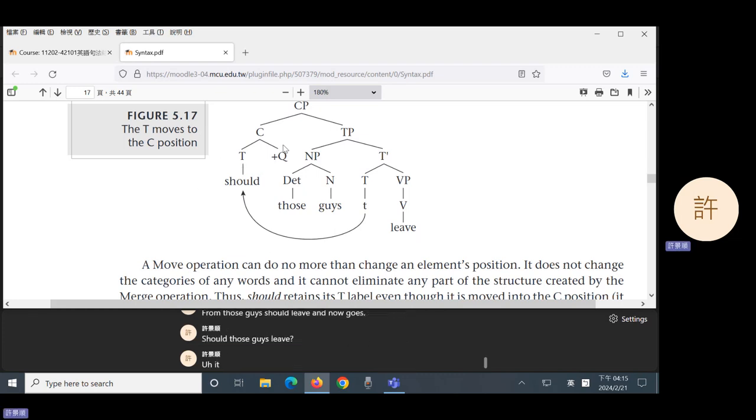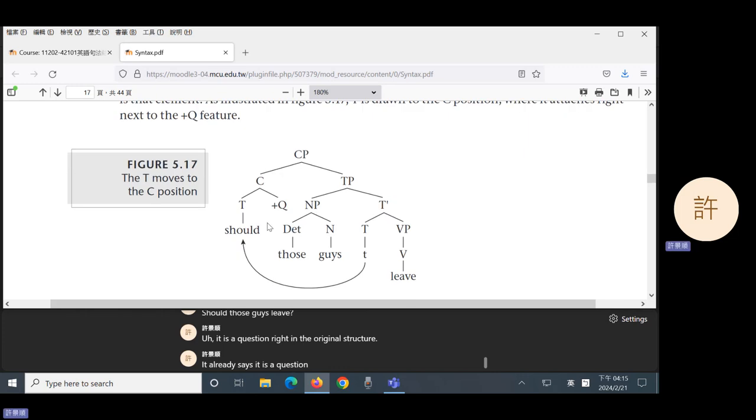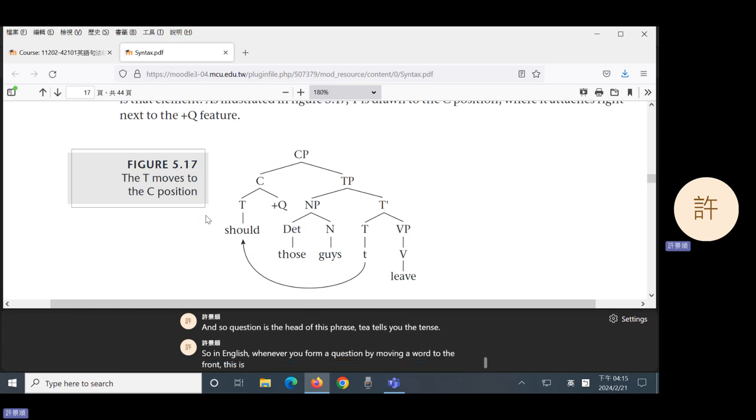It is a question, right? In the original structure, it already says it is a question. And so question is the head of this phrase. T tells you the tense. So in English, whenever you form a question by moving a word to the front, this is what you are doing.